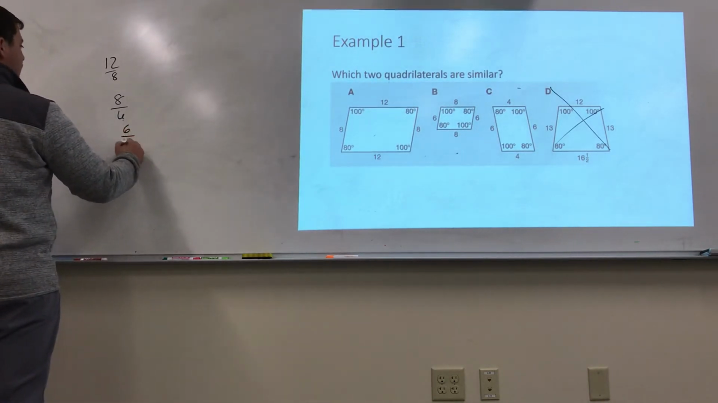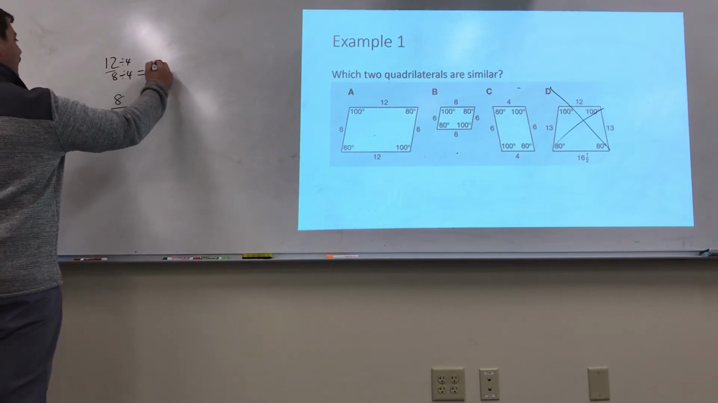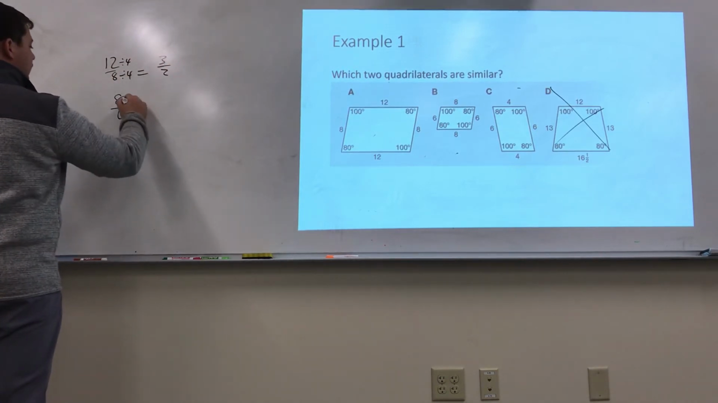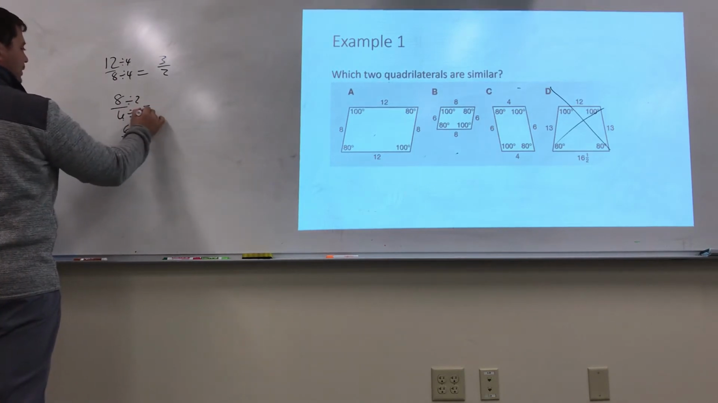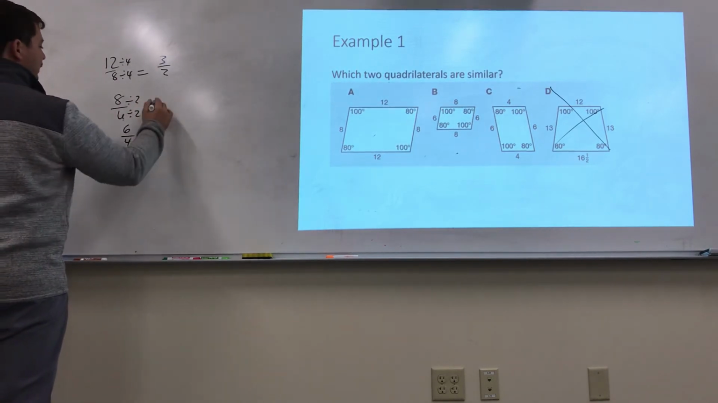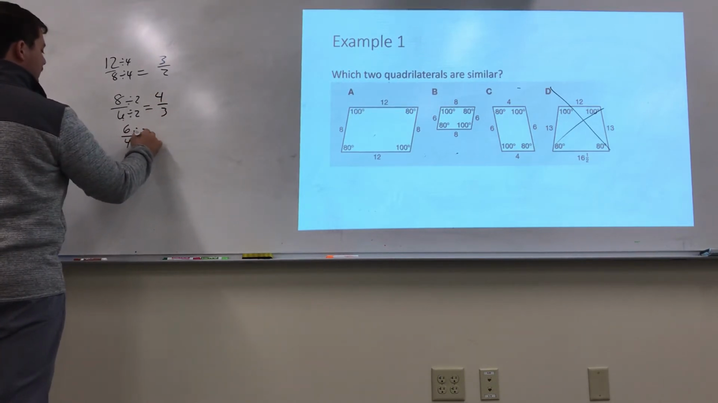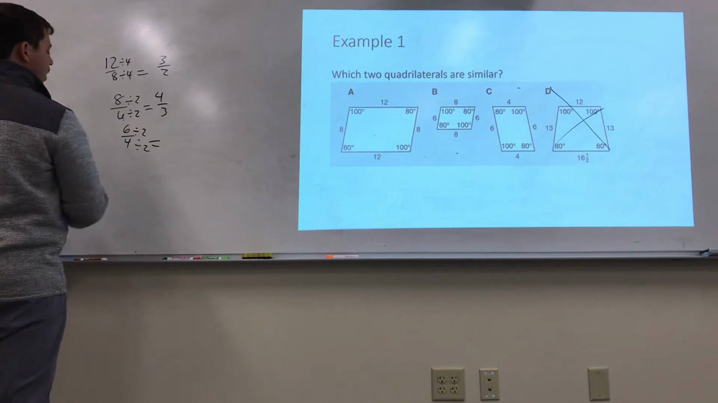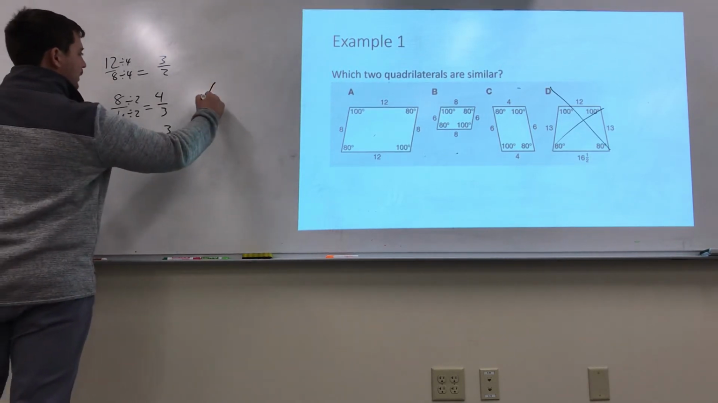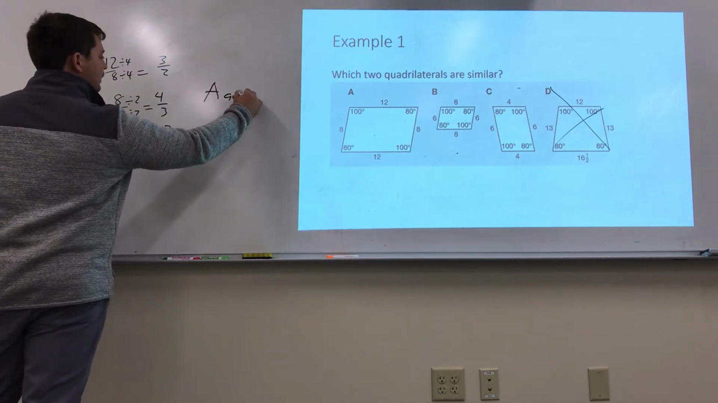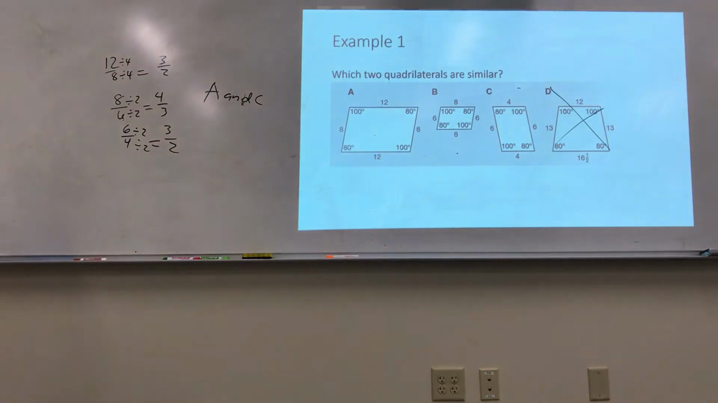4. Reduce these down, I can divide this by 4, divide this by 4, I end up with 3 over 2. Divide this by 2, divide this by 2, because I can't take a 4 out of 6, I'm going to end up with 4 over 3. Divide by 2, divide by 2, I get 3 over 2. So A and C would be the correct answers. Those are the two that are similar.